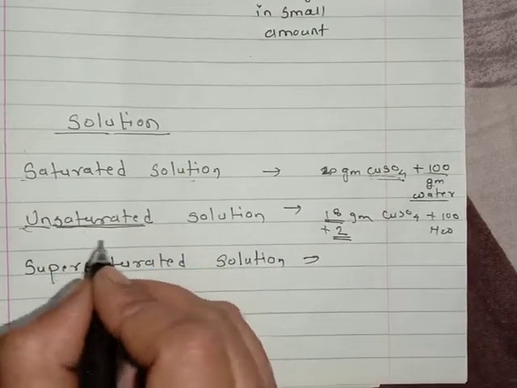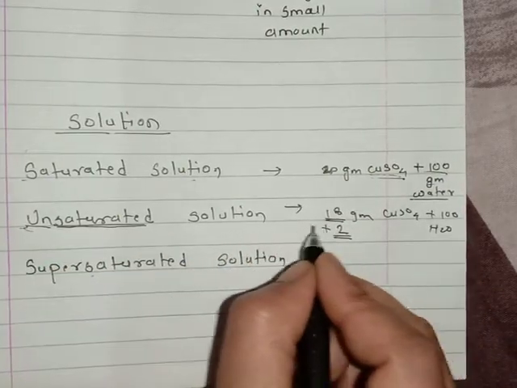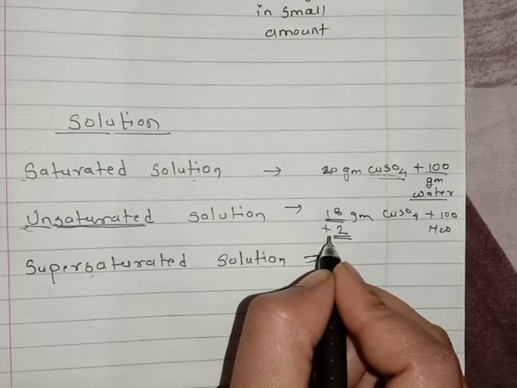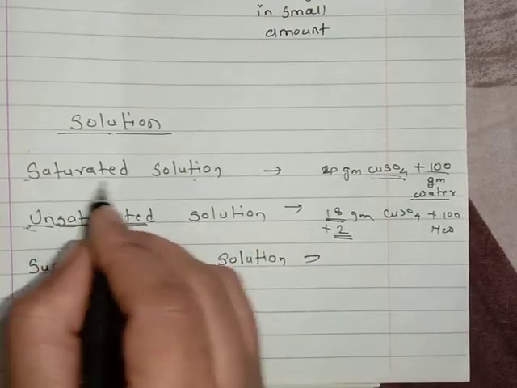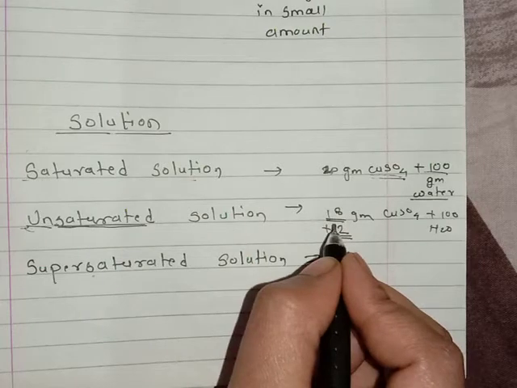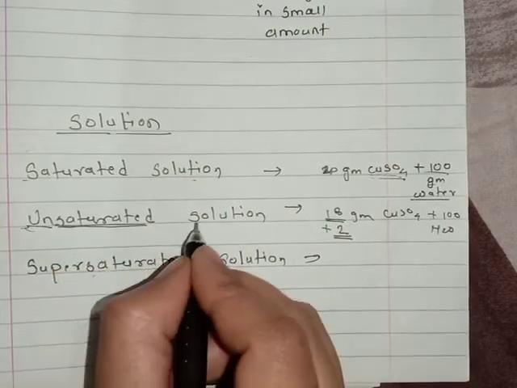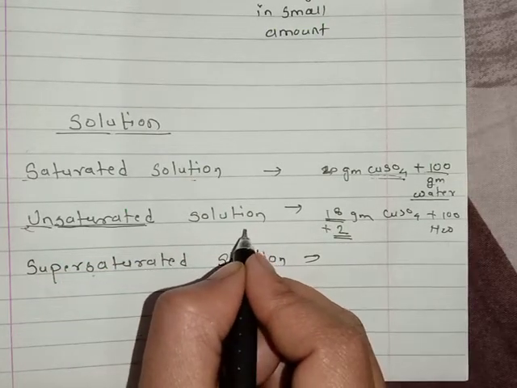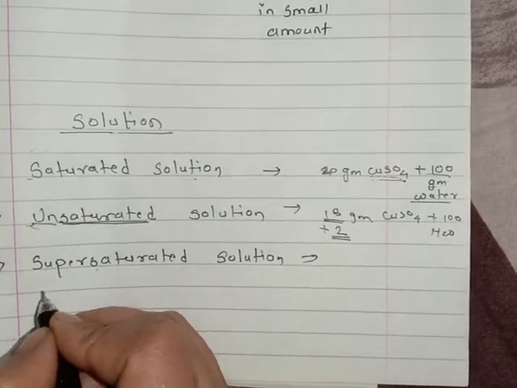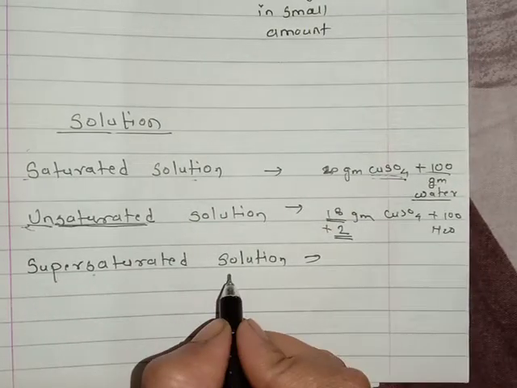So in unsaturated solution we can add more solute till its saturation level. So that is a type of unsaturated solution. And children, the third type is supersaturated.